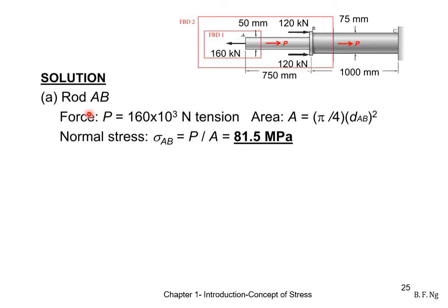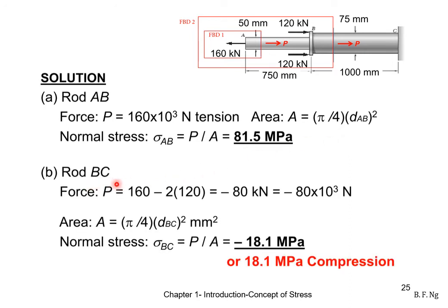For section AB, the normal stress is thus 160 kilonewtons, that's in tension, divided by the cross-sectional area as given here. This gives us 81.5 megapascal in tension. Normally tension we put as positive and compression we put as negative. But you can also put the word tension in brackets by the side.